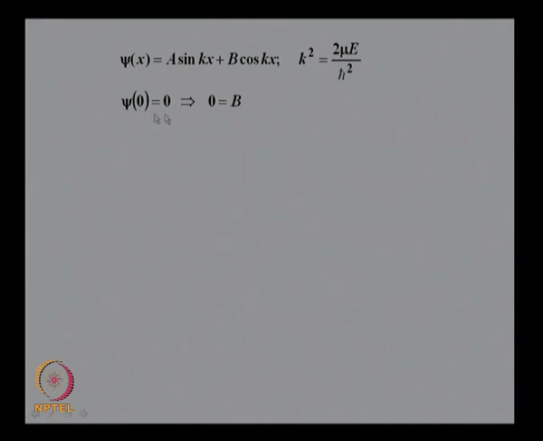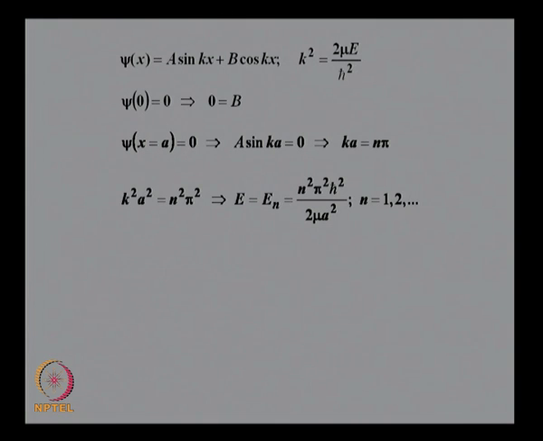Now, I apply the condition that psi of 0 is equal to 0. If I write x equal to 0, then sin is 0 and cos is 1. So, 0 is equal to B, and therefore this term goes out because B is 0. So, psi of x is equal to A sin k x. For the wave function to vanish at x equal to a, we will have A sin k a equal to 0, and therefore k a must be equal to n pi, where n will take only the values 1, 2, 3, 4, 5, 6 and so on, but not 0, because 0 will correspond to a trivial solution.